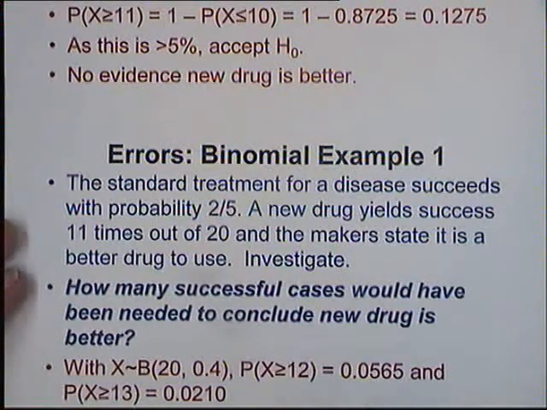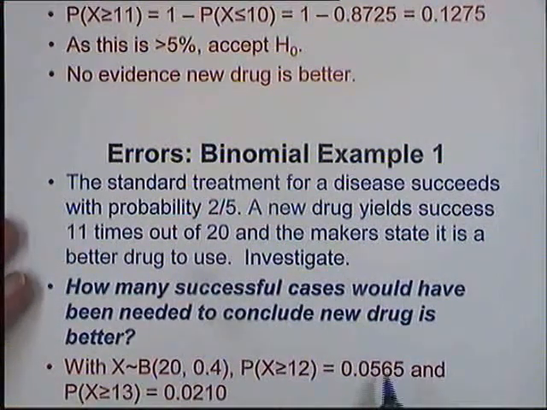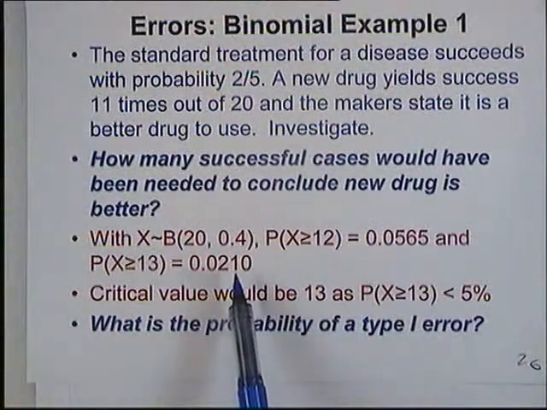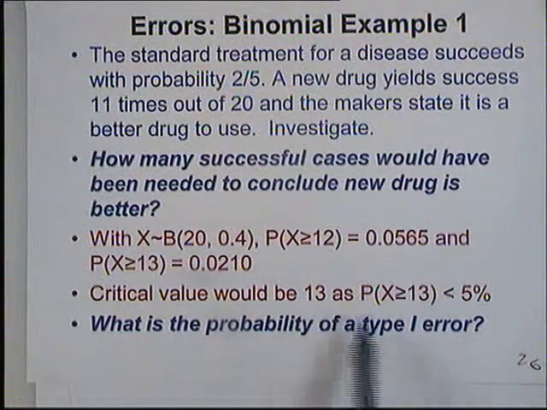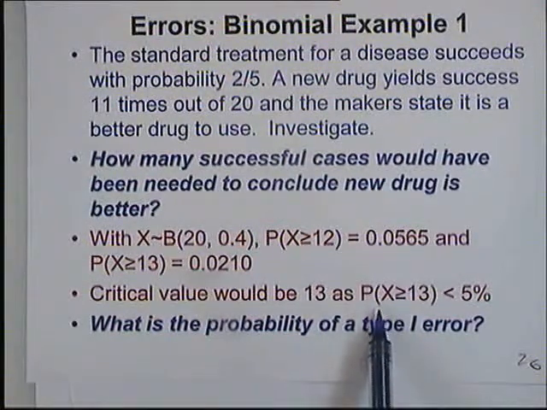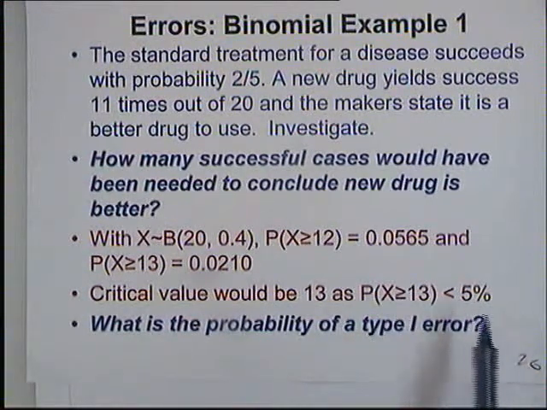Yes, that's right. That is not smaller than 5%. This one here is smaller than 5%. So our critical value would have been 13. If we had seen 13 or more people cured, then we would have concluded that the new drug is better. Because it's a probability of 13 or more, it's the first probability that is smaller than our significance level.